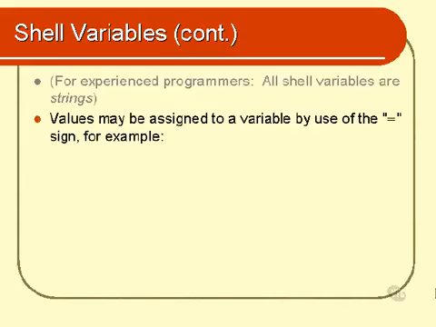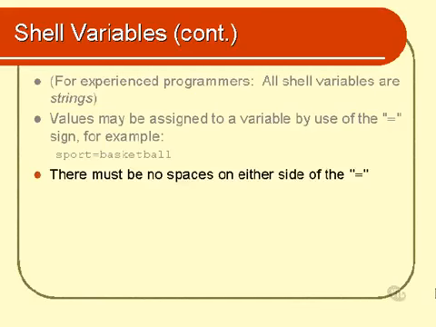And now, for everybody again, values may be assigned to a variable using the equal sign. An example of that is sport=basketball. We are assigning the value basketball to the variable called sport. Now please note that there must be no spaces on either side of the equal sign. This is different to most programming languages, but you simply cannot have spaces around the equal sign. If you do, you will not get the results that you are hoping for.